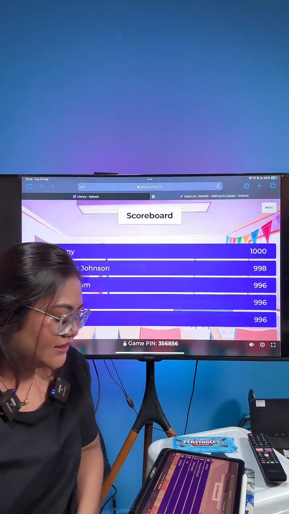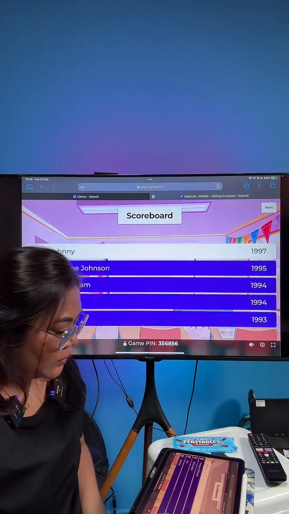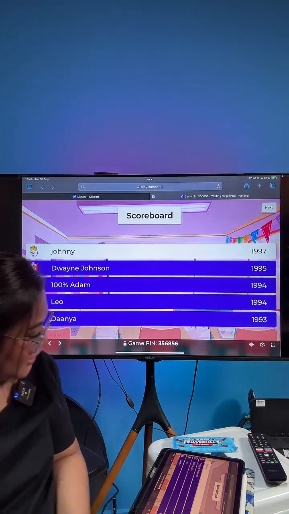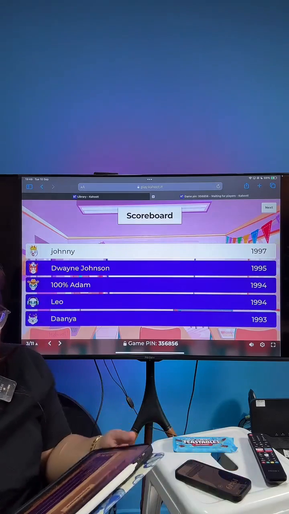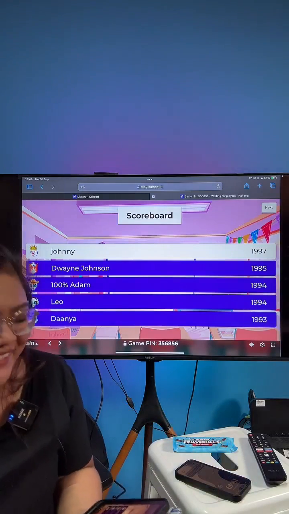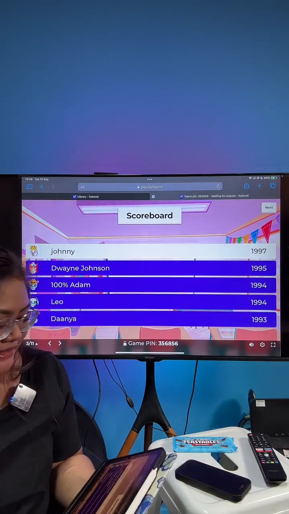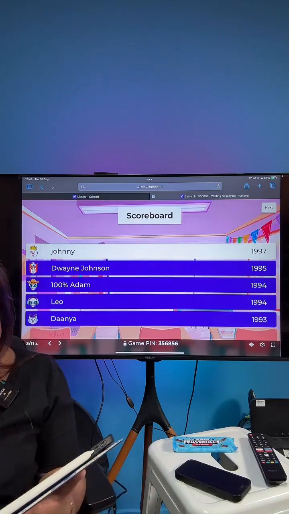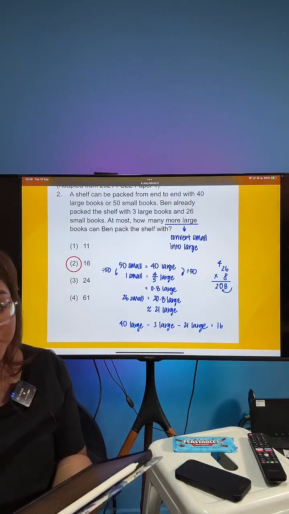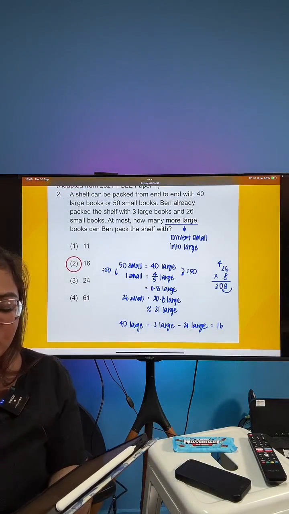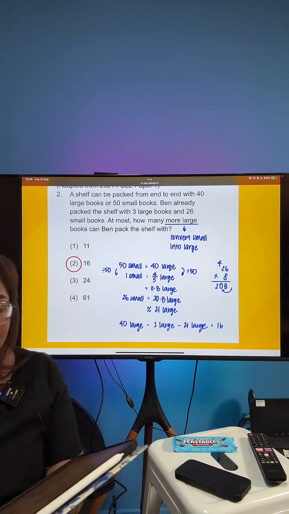So let's take a look at why the answer is 16, not 11 like most of you got, okay? On the chat, there were quite a number who got 11. And Johnny, congratulations. Oh, Danya, I see your name here. Keep it up, Danya. Okay, we got a very famous person, Dwayne The Rock Johnson, coming in second. Okay, let's take a look at why the answer is 16, okay? For us to find more large books, we will want to convert all the small books that we have into large books first. Okay, so that we can find in terms of large books.